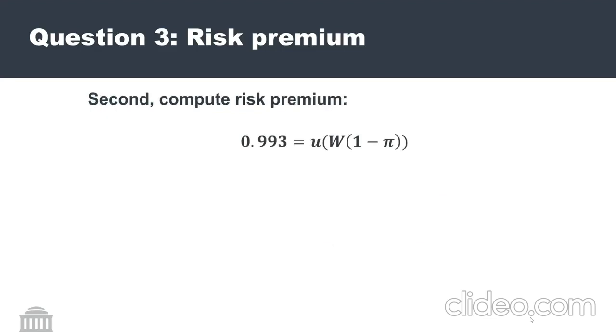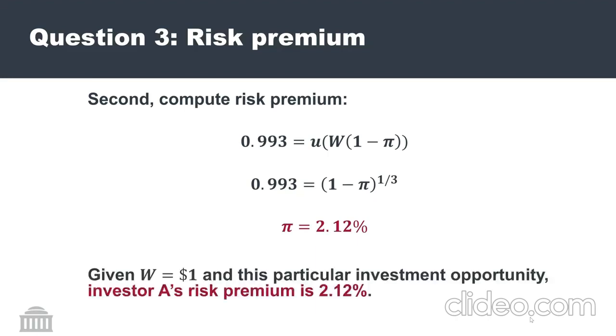Now, knowing this expected utility, we can compute the risk premium for this investor from this equation. Again, the utility function is cube root, and the wealth of this investor, W, is $1. So this gives us the equation 0.993 equals 1 minus pi, raised to the power 1 over 3. All we need to do is solve this equation for pi, and this gives us 2.12%. Therefore, the risk premium required by this investor for this investment opportunity is 2.12%.